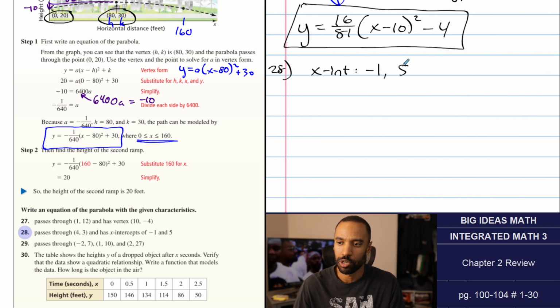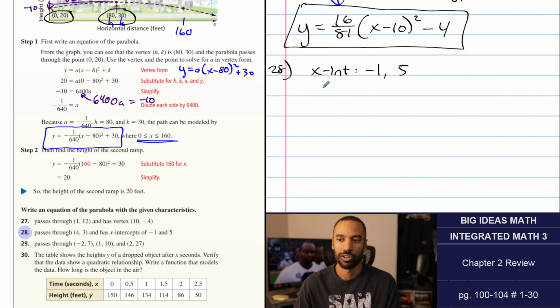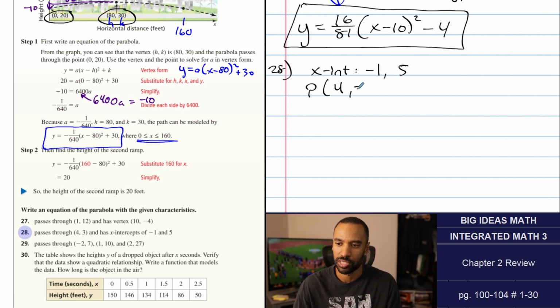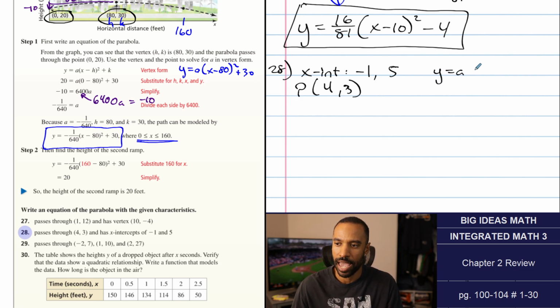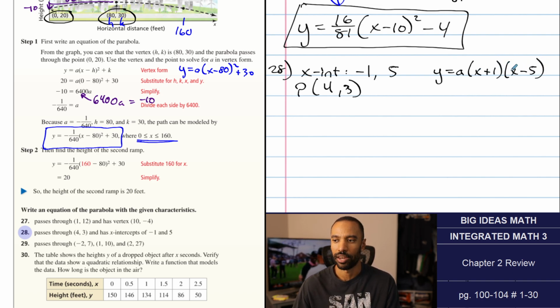That sounds a lot like we should be using intercept form for this one. And we have a point that we cross through that is (4, 3). Remember, this is the x, y we can use for a question like this. So with this in mind, we are looking at intercept form, which is y equals a times (x minus p) times (x minus q), like that. We're going to use our intercepts there in intercept form, use those to solve for a.